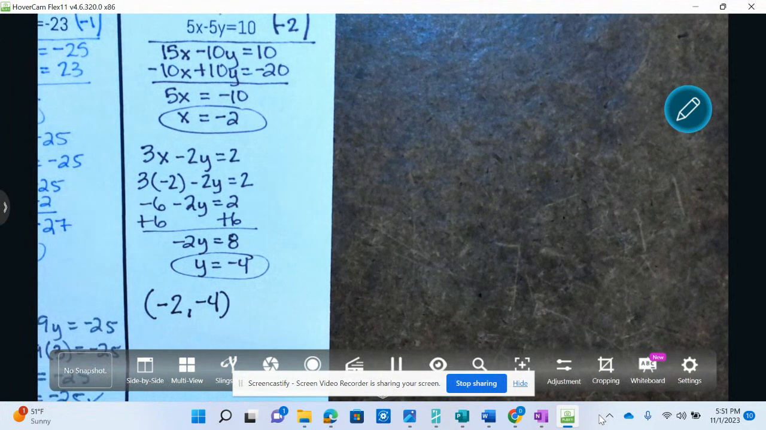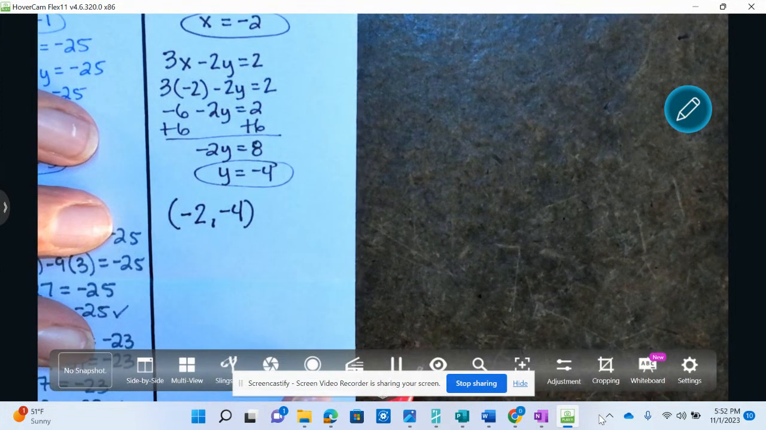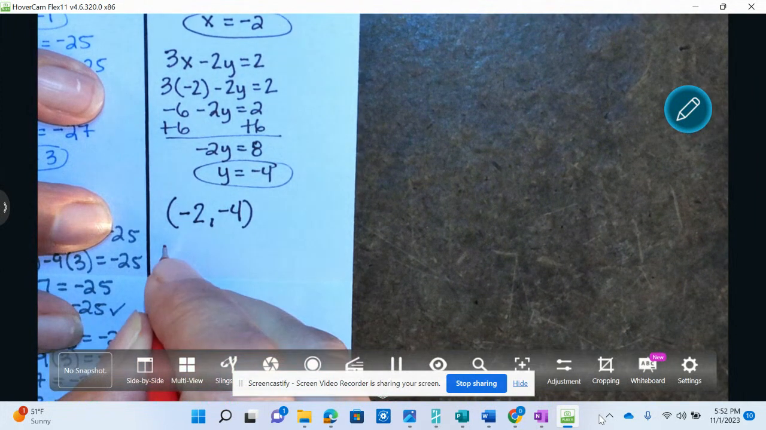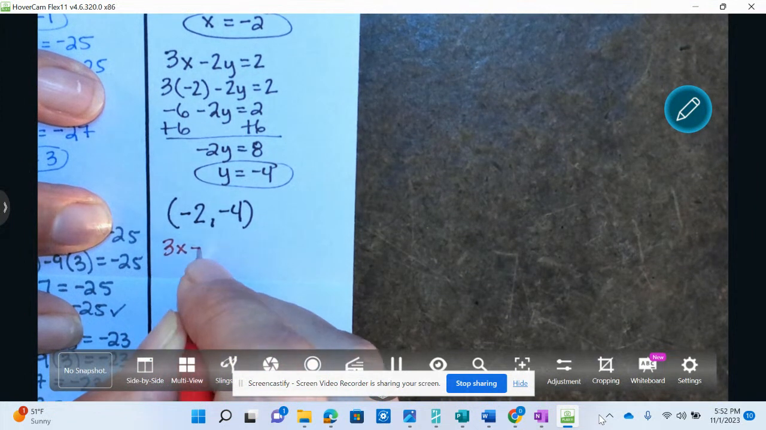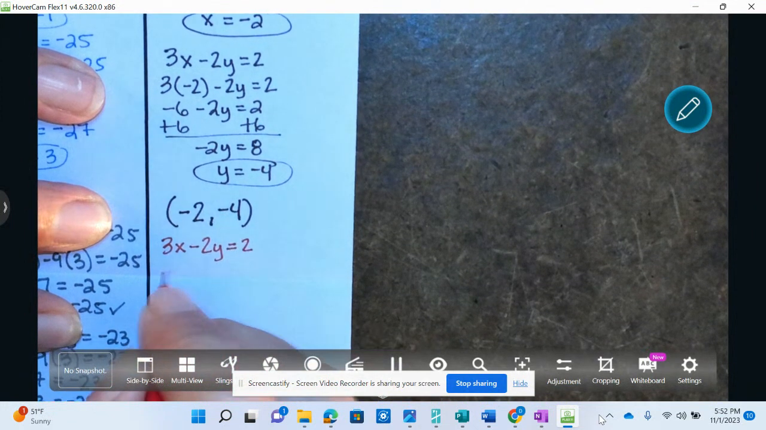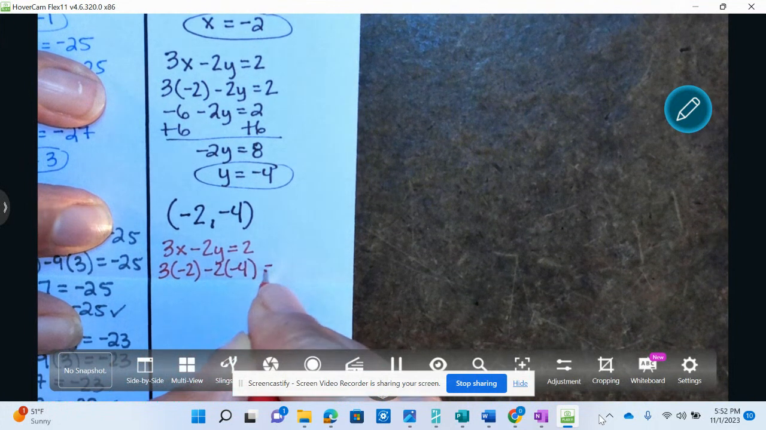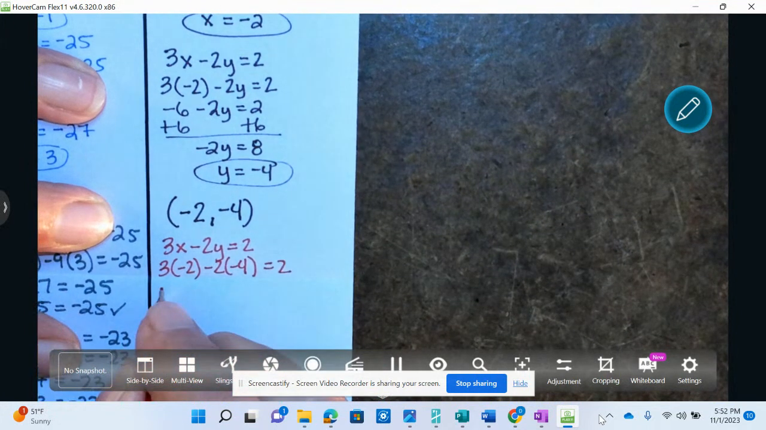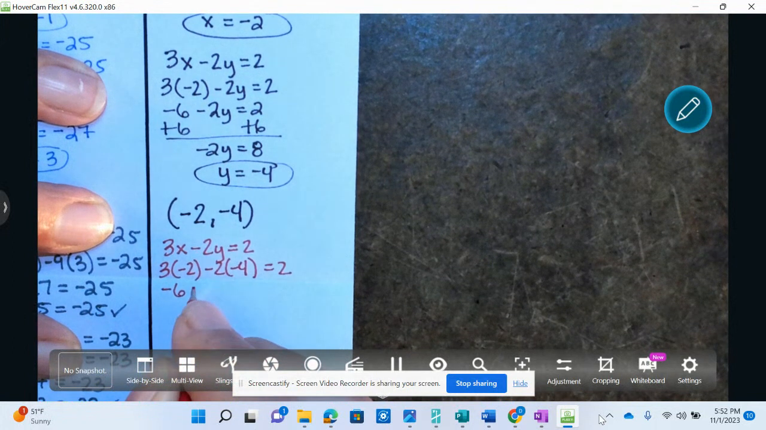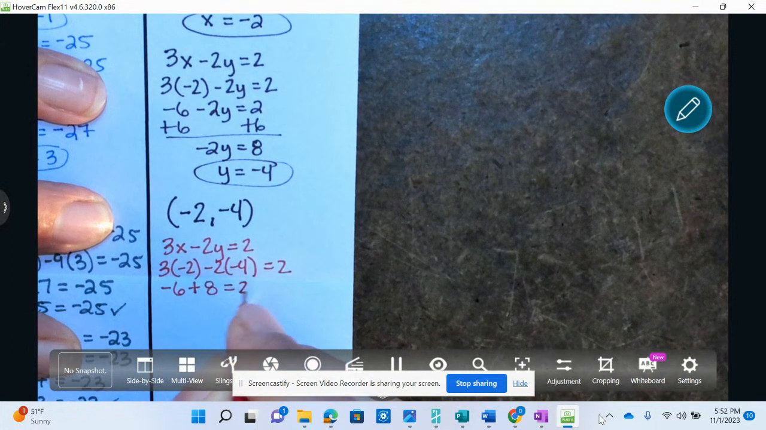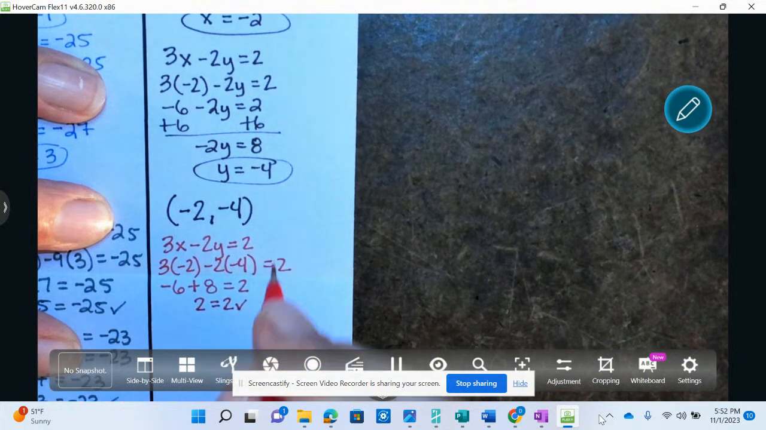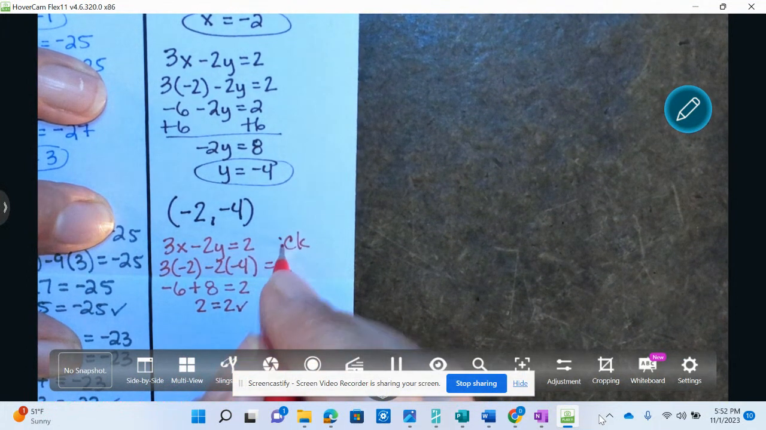Am I done yet? No, I am not. I have to do the check. Remember that when I do the check, I plug these values into the original equations. So my first equation, 3x minus 2y equals 2. 3 times negative 2 minus 2 times negative 4 equals 2. Well, 3 times negative 2, that's negative 6. Negative 2 times negative 4, that's positive 8 equals 2. Negative 6 plus 8 is 2, and 2 does equal 2. So my first check, I didn't label that check, sorry. My first check is good.